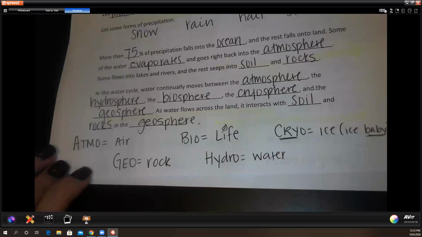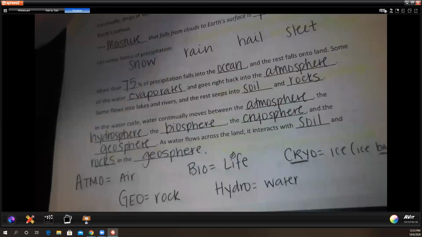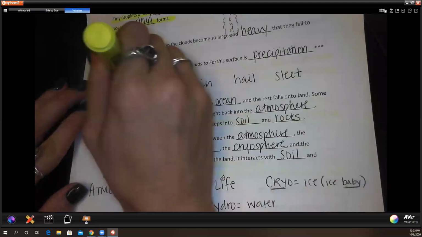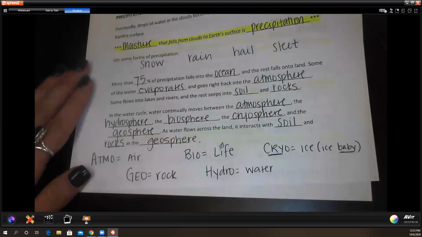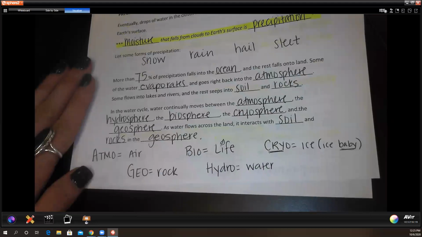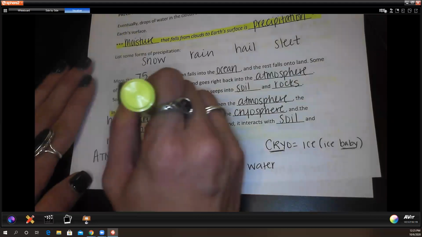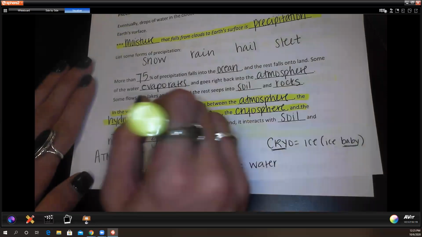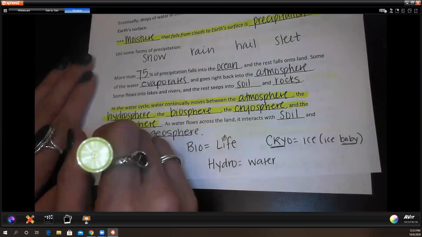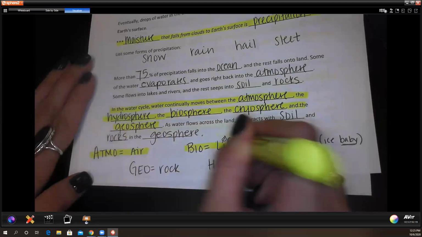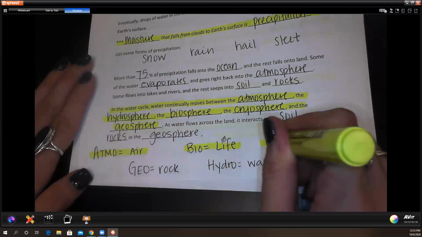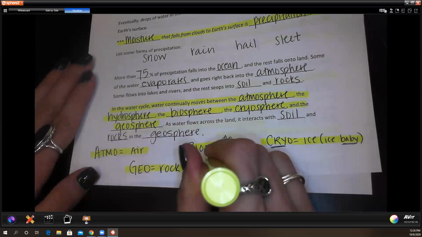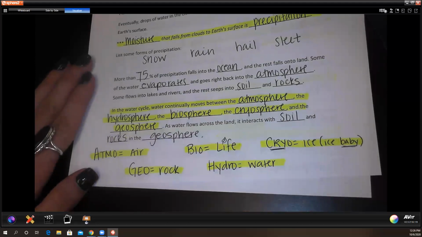So let's highlight our important stuff, y'all. We've got our definition for precipitation. This is when moisture falls. And then I want us to also know that water continually moves between all of these spheres on Earth, which we'll practice more next week. Atmo is air, bio is life, cryo is ice, ice baby, geo is rock, and hydro is water.